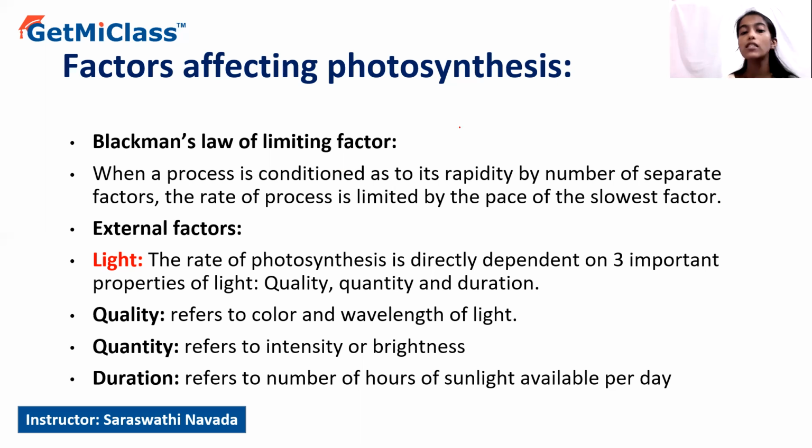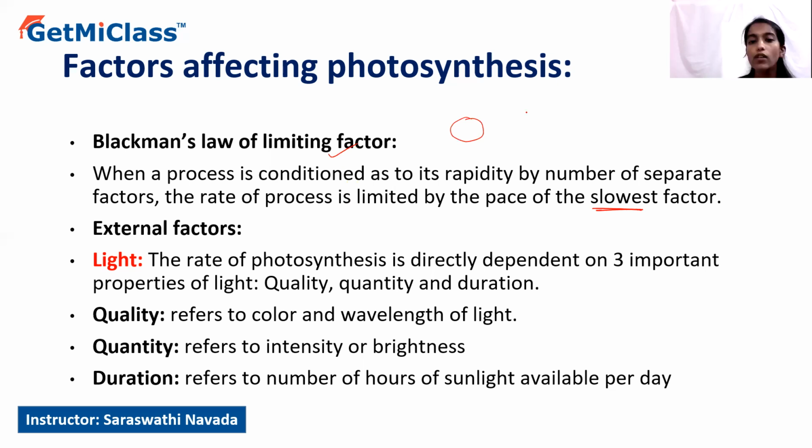In simple terms, if a particular metabolic process is conditioned by a number of separate factors, and any one particular factor is limiting, then the rate of reaction will be slowed down. The one factor that is present in a lower concentration acts as a limiting factor for the entire metabolic process. So that is Blackman's law of limiting factor.